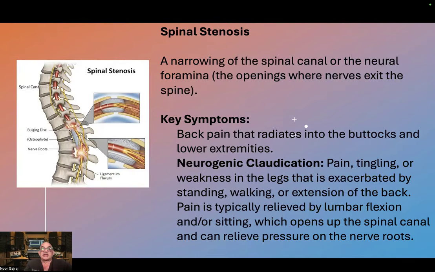Spinal stenosis, a narrowing of the spinal canal or the neural foramina, which are the openings where nerves exit the spine. Key symptoms: back pain that radiates into the buttocks and lower extremities. Neurogenic claudication, pain, tingling, or weakness in the legs that is exacerbated by standing, walking, or extension of the back. Pain is typically relieved by lumbar flexion and/or sitting, which opens up the spinal canal and can relieve pressure on the nerve roots.